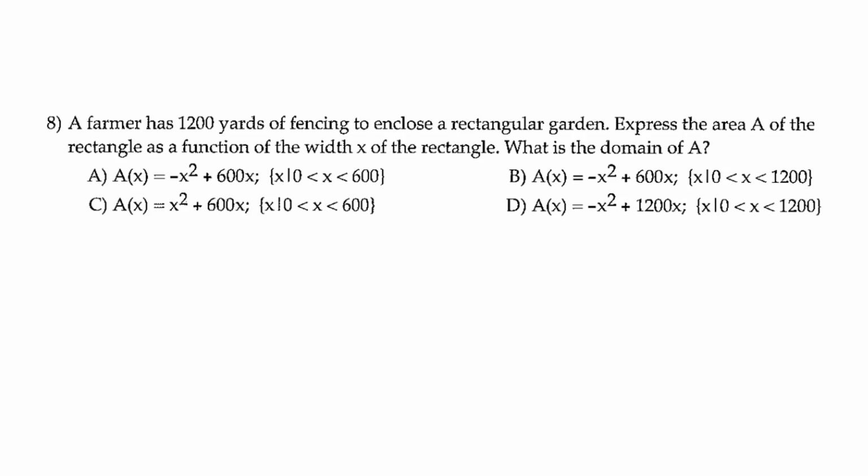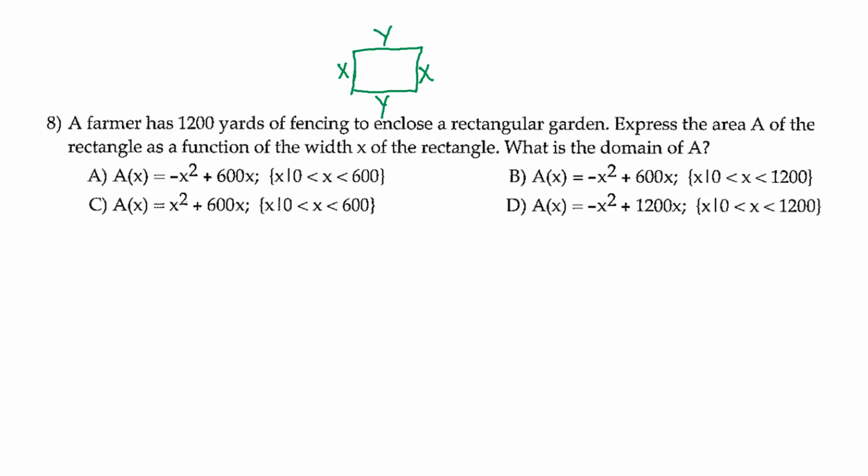So to answer this question, the first thing that we need to do is to represent what's going on here. So this individual has a rectangular garden, so we're going to draw a rectangle. For this rectangular garden, they say that the width is x. So that's x. If this side is x, then so is this one. We don't know what this other side is, so we'll call it y.